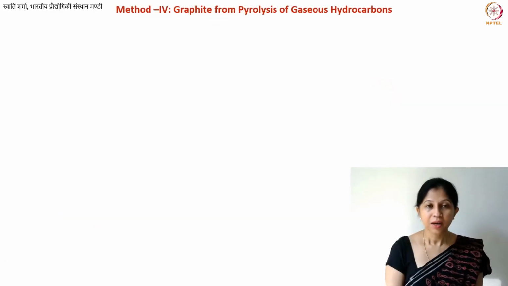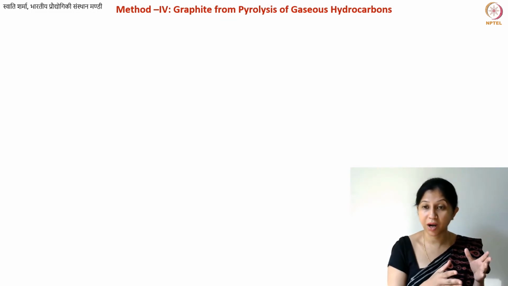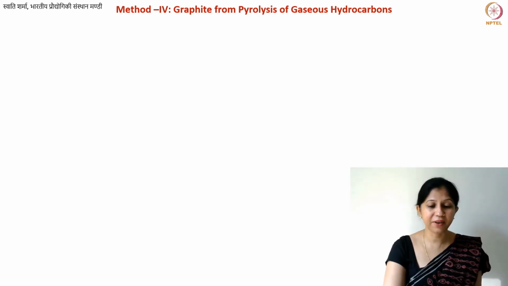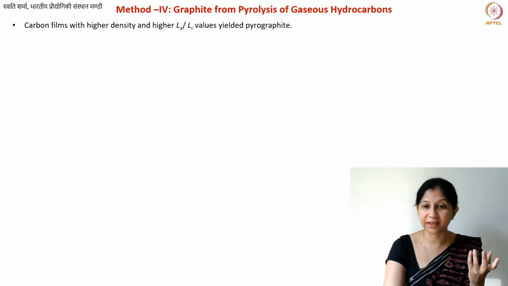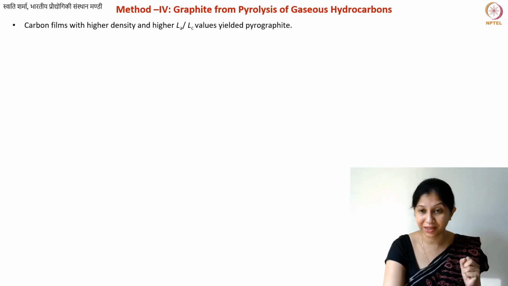So now we come to the method of making graphite from this pyrolytic carbon or pyrographite. If pyrolytic carbon has very poor density and poor crystallinity, you will just call it pyrolytic carbon. But if it has a reasonable La, Lc value, then you will call it pyrographite. Now, how do you make industrial pyrolytic graphite from this material?